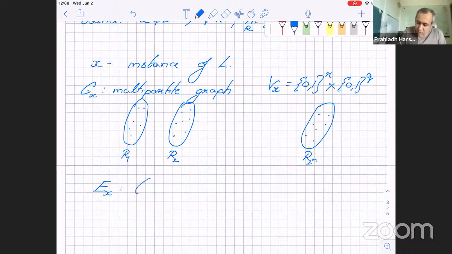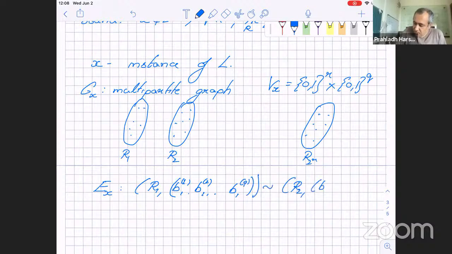So I'm going to tell you when is R1 and then a B11, B21, B1, Q. When is this adjacent to R2, B21?